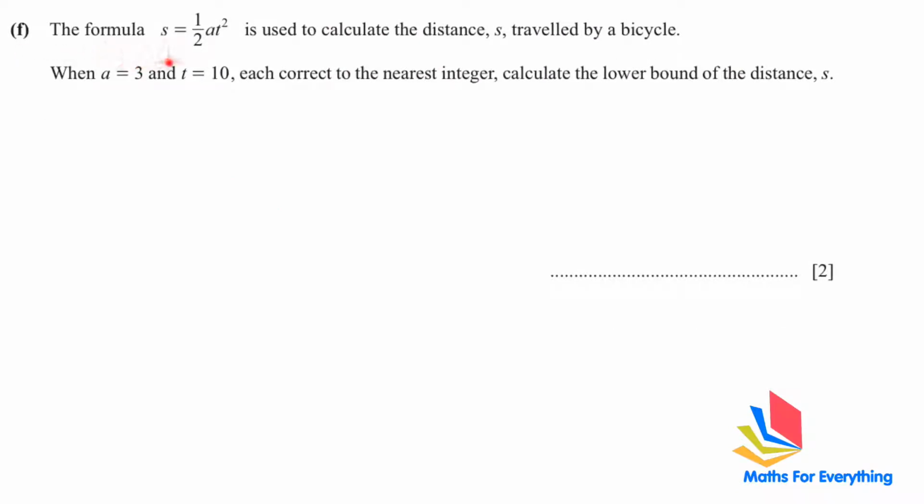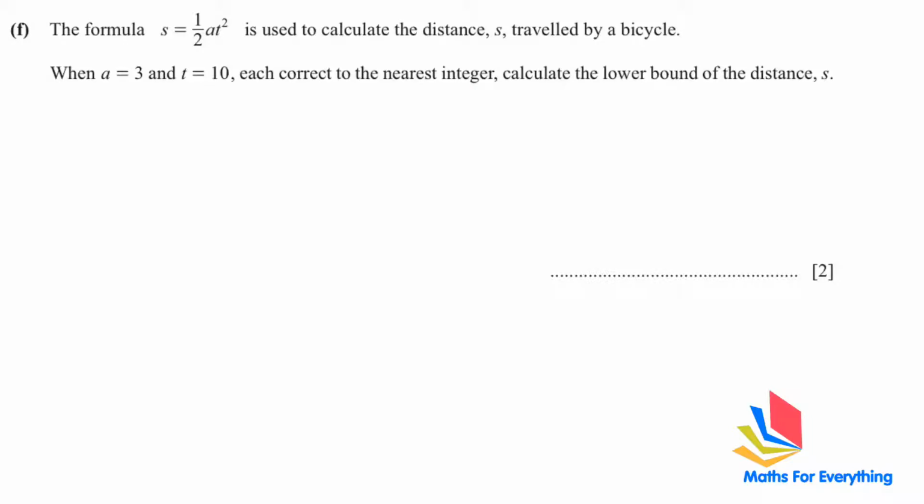The formula S is equal to half A T squared is used to calculate the distance S traveled by a bicycle. When A is 3 and T is 10, each correct to the nearest integer, calculate the lower bound of the distance. Nearest integer means whole numbers, positive or negative.